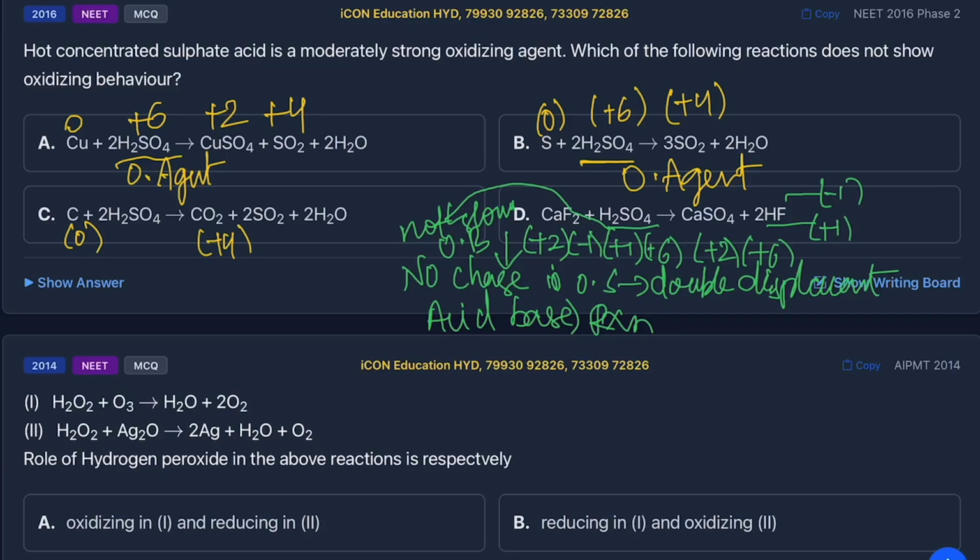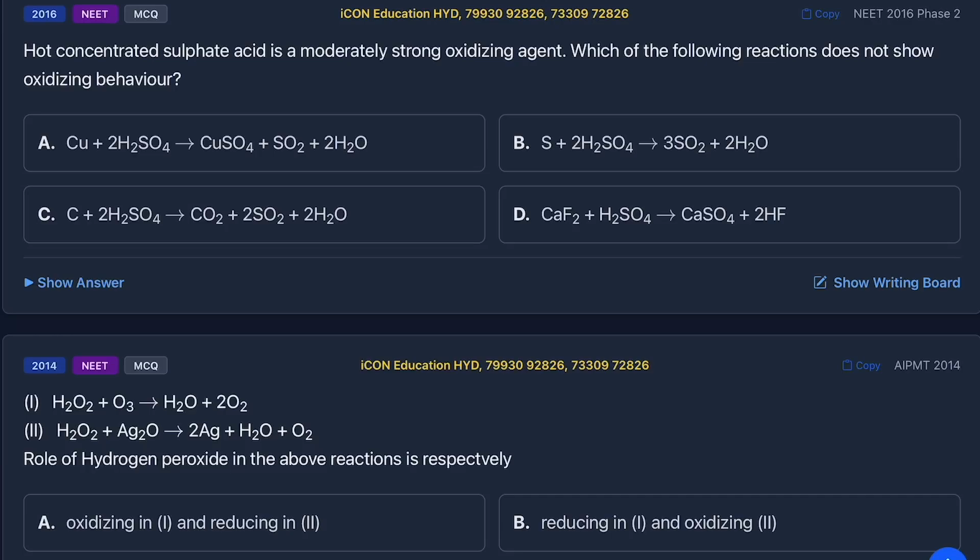Hot concentrated sulfuric acid is a moderately strong oxidizing agent. Which of the following reactions doesn't show oxidizing behavior? This option D is not showing oxidizing behavior, since there is no change in oxidation state and it is not a redox reaction. So what is our option? D is our correct option.